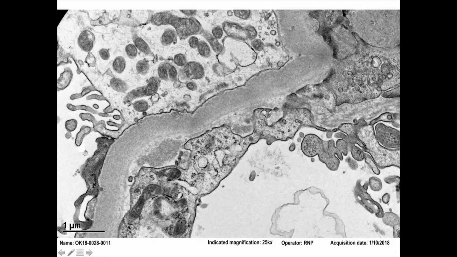So in this case we had wire loops, we had endocapillary proliferation, and I'll tell you it is endocapillary proliferation in more than 50% of the glomeruli, and we had vasculopathy. So, what class of lupus nephritis is this?